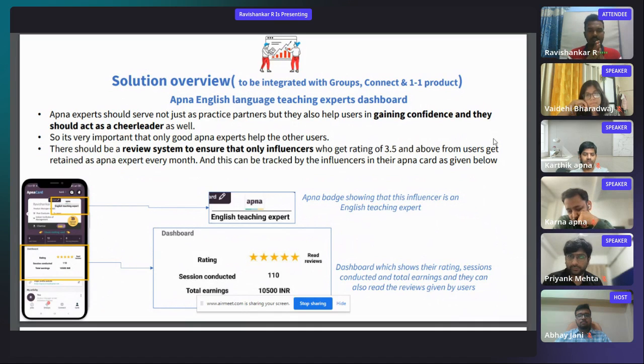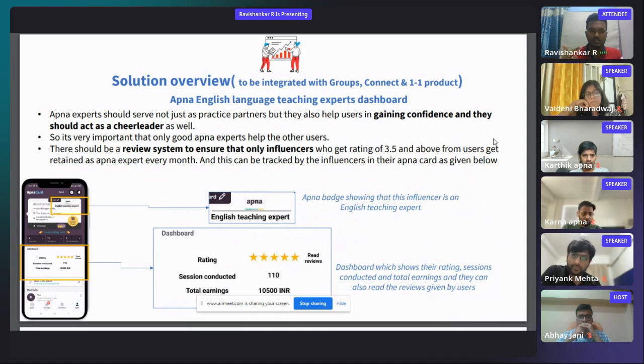I also mentioned incentivizing. I'll be covering that in the later slides. We can't have everyone being an influencer or an Apna expert in the app. We need a review system where the users rate these Apna experts after taking a practice session with them, and only retain experts who get better reviews.